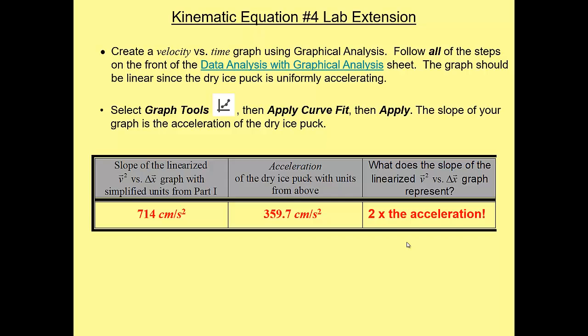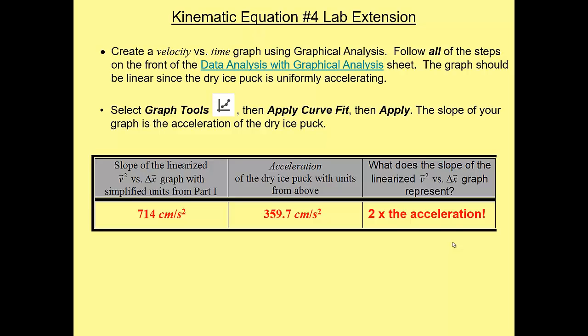Did your data work out that way? Does that convince you experimentally that the slope of this linearized graph is actually 2 times the acceleration? We need to remember that so that we can make a math model out of it in just a little bit. Just a little bit, we're going to make a math model out of this.